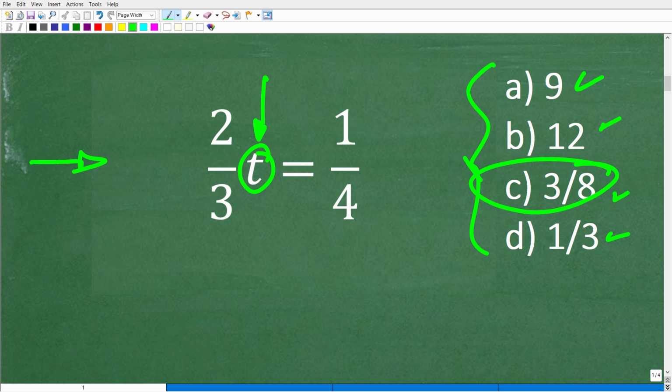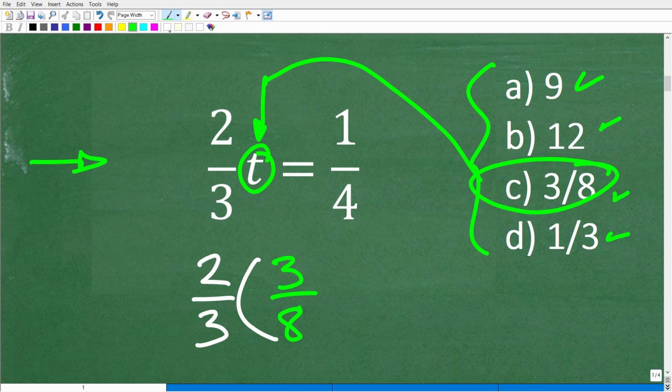Now C is the correct answer. Now why is that? Well, let's suppose we're checking these answers and now we check 3/8. So what we're going to have is 2/3 times, we're going to plug in 3/8 as our potential solution right here.